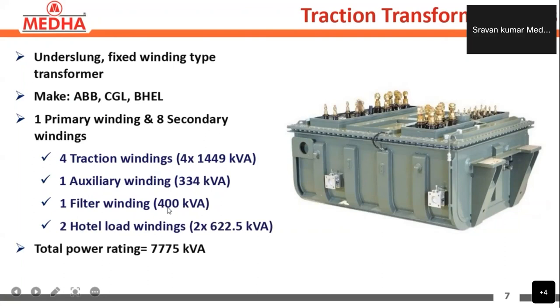And next, in the case of passenger locos, that is WAP7, we have two hotel load windings, that is of 2 into 622.5 kVA. This hotel load winding will not be present in the goods locos. It is only for the passenger locos, supplying the hotel load converter, which is used for the passenger comfort load and the pantry car load. The total power rating of the transformer would be 775 kVA. So this is the basics of the traction transformer.